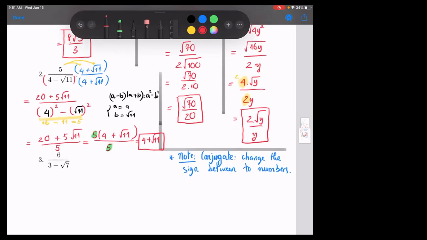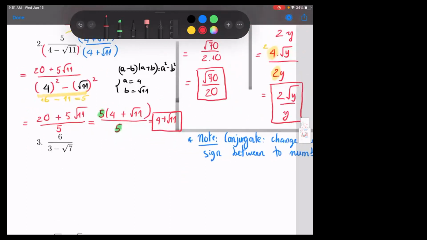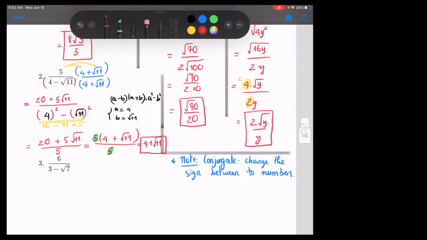You guys try number 3. In the meantime, I'm going to take attendance. So try number 3. It's very much the same as number 2. And maybe don't distribute the top like I did. Maybe leave it like that.